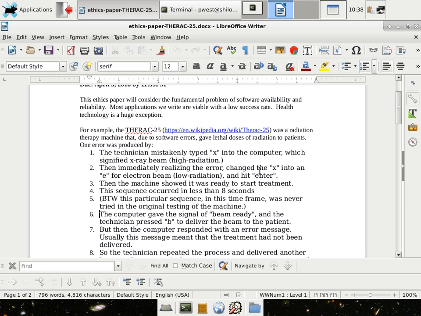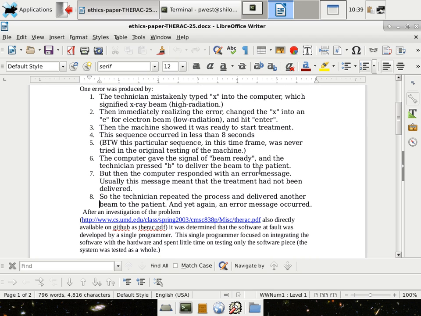Then the computer gave the signal of beam ready, and the technician pressed B to deliver the beam to the patient, but the computer would respond with an error message, which would tell them that they need to go and try again. So the technician would repeat this process and deliver another beam to the patient yet again and again and again. You can read more about the investigation here. I think that web link's down, so I've added a therac.pdf.